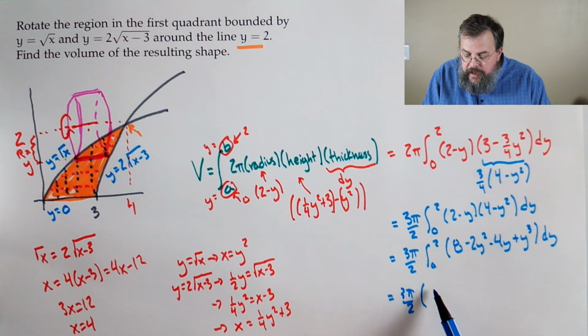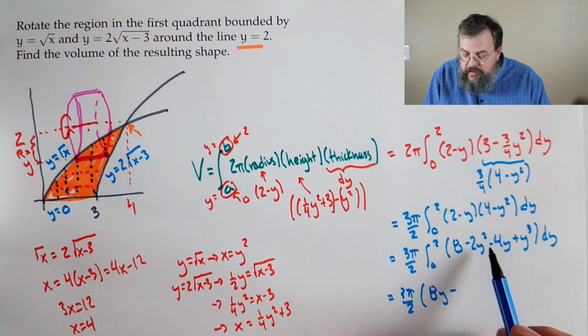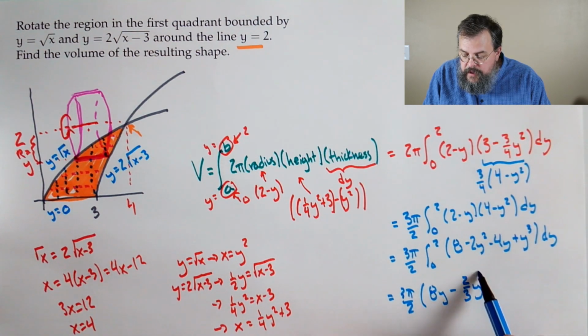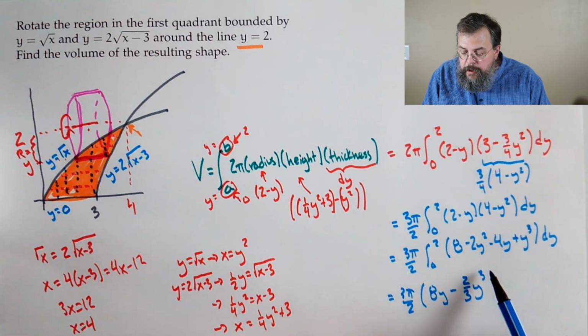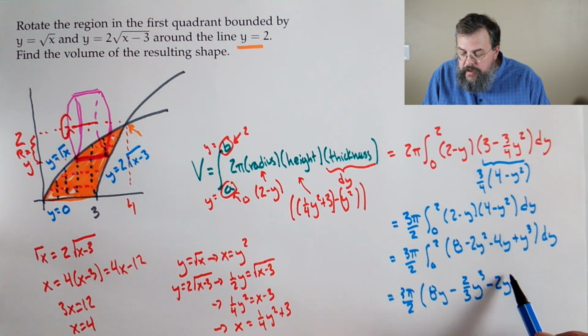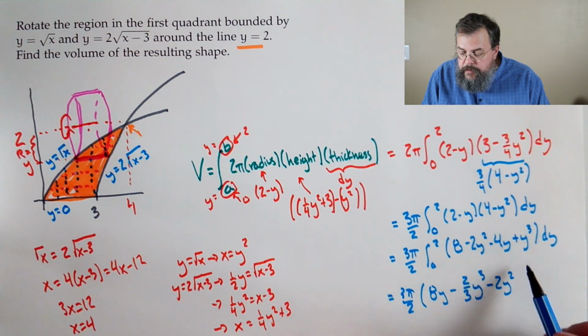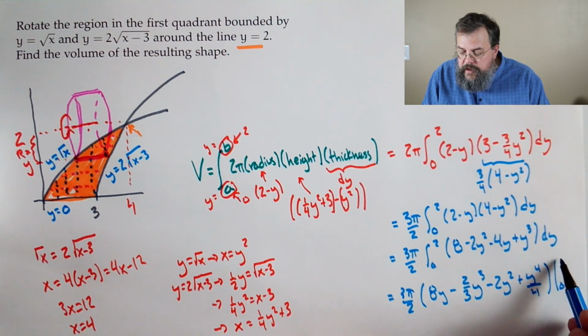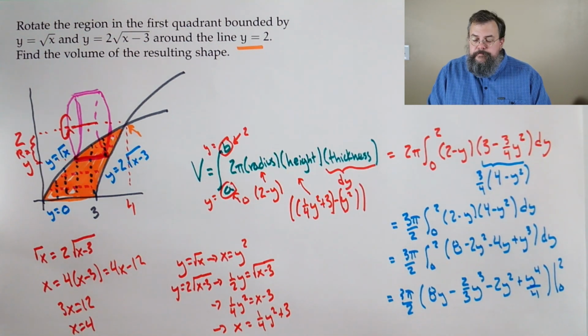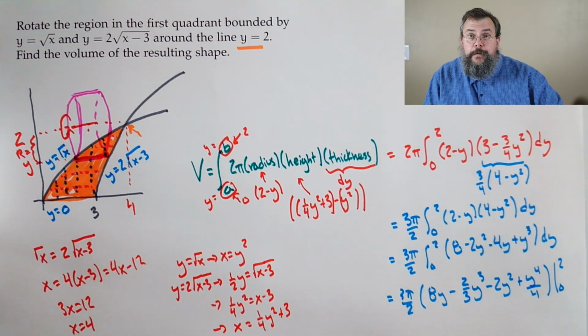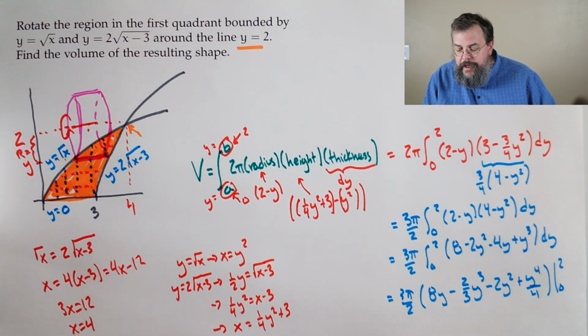Then we have 8y minus, this will be 2/3 y cubed. Then here, we'll get minus 2y squared. And then finally, plus y cubed, integral of that is y to the 4th over 4. Evaluate from 0 to 2. All right, well, good progress. Well, that's what we want, right?